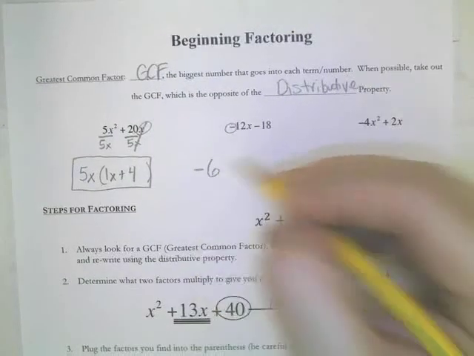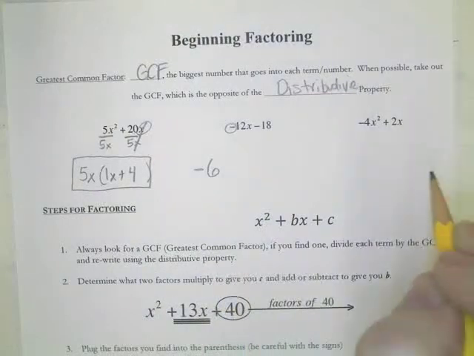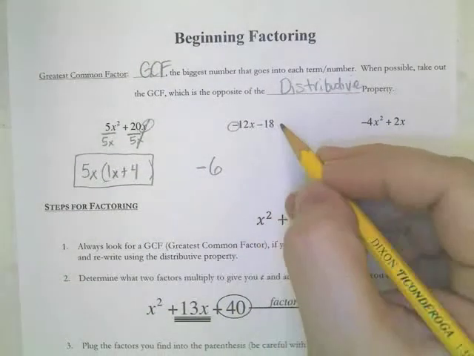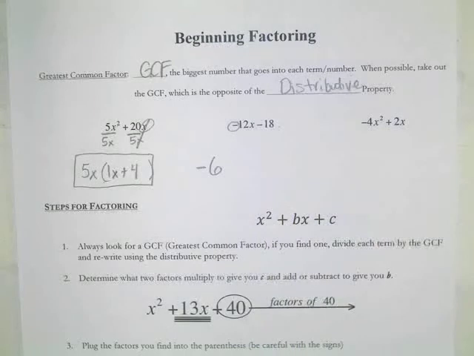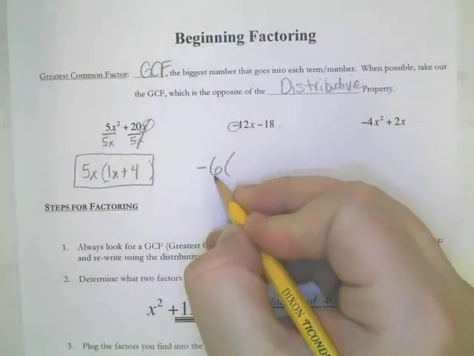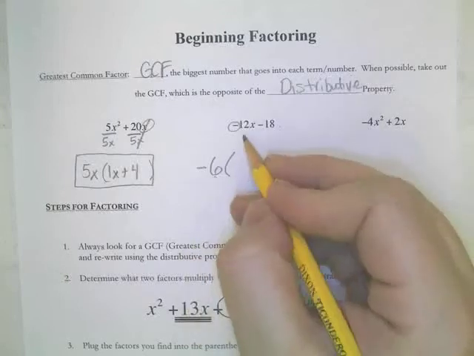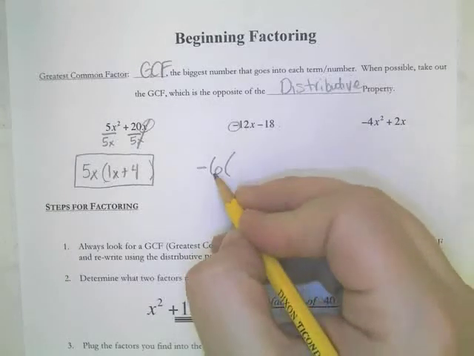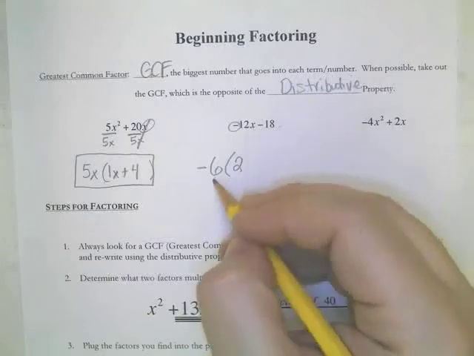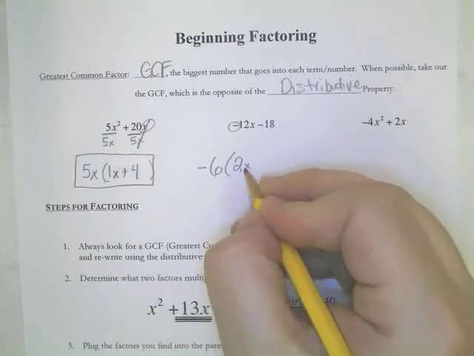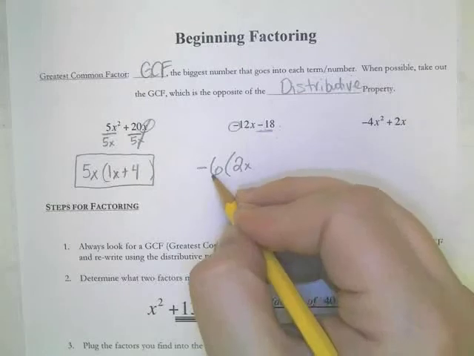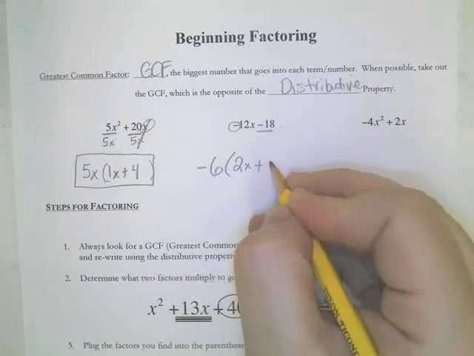So the biggest number that goes into 12 and 18 is 6, so I'm going to take out a negative 6. Now I look at my x's. I have 1 x here and none here. So the least amount of x's I have is none, so I can't take any out. So I'm just going to factor out a negative 6. Negative 12 divided by negative 6 is a positive 2. I had an x. I didn't take 1 out, so I'm left with x. Now, negative 18 divided by negative 6 is a positive 3.